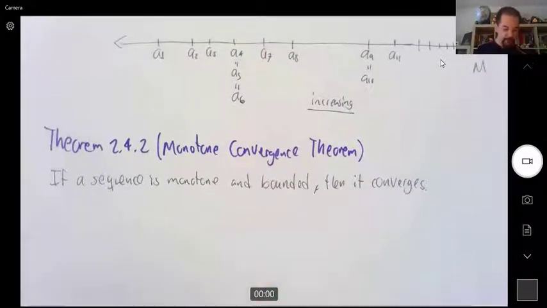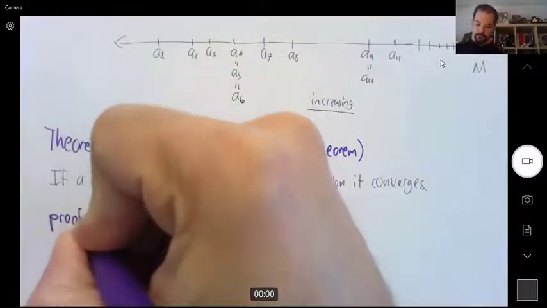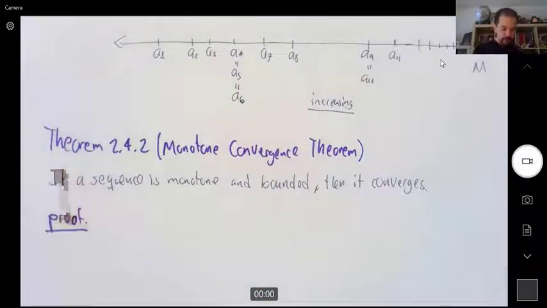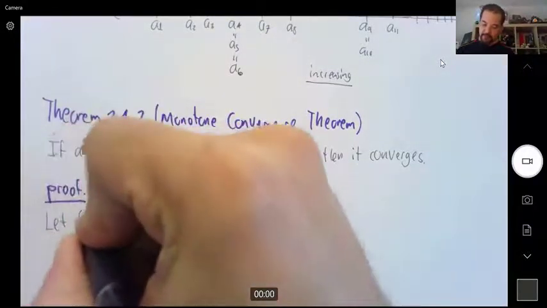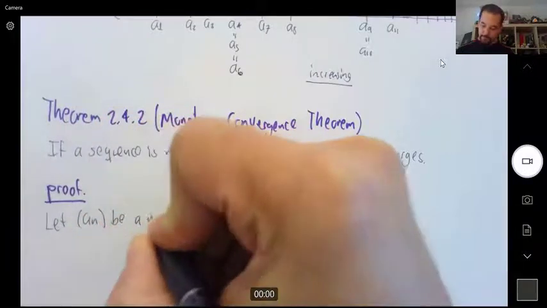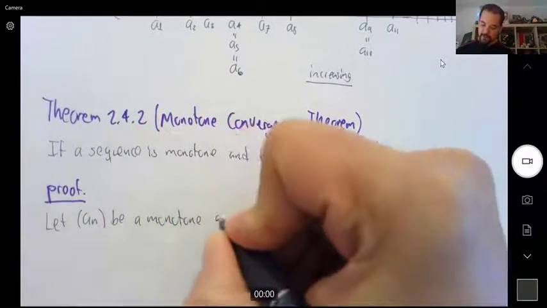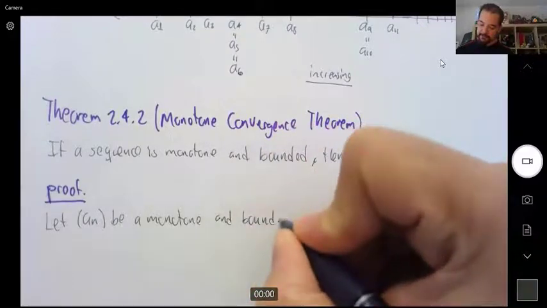All right. So let's prove this. How do we prove this? Proof. And the hardest part about this proof is to actually try to come up with what the limit should be, right? Once we realize what the limit is, the proof is actually very, very straightforward, right? So let's start writing our assumptions. So let a_n be a monotone and bounded sequence.